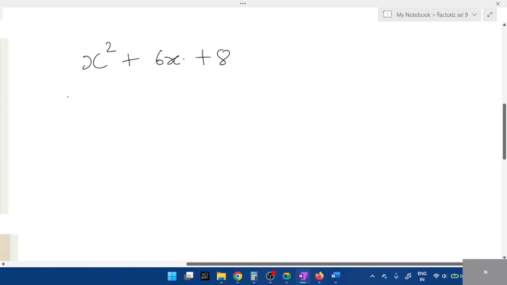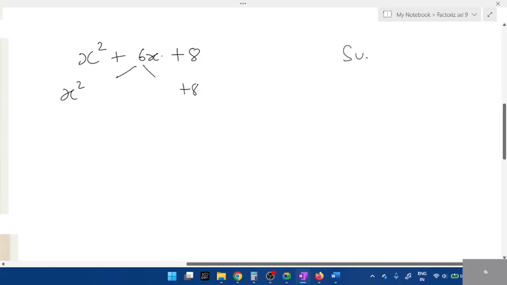What's the first thing, students? What's the first thing you have to do? The first one and the last one will remain as it is, right? Which term we have to split? The middle term. Yes, plus 6x we have to split. Is it possible to find the value directly? No, it's not possible. So what you do, write sum and product. Or in short, you can just write S and P, which stands for sum and product.